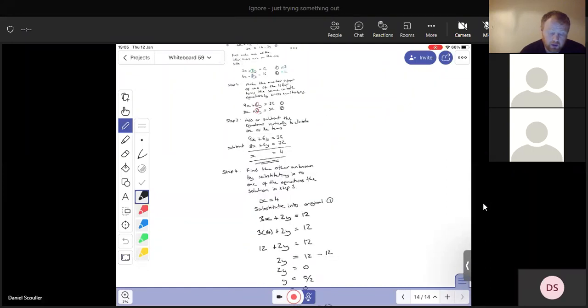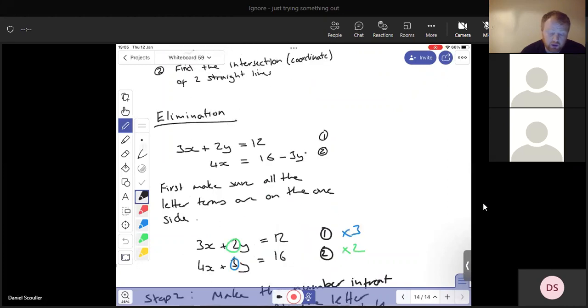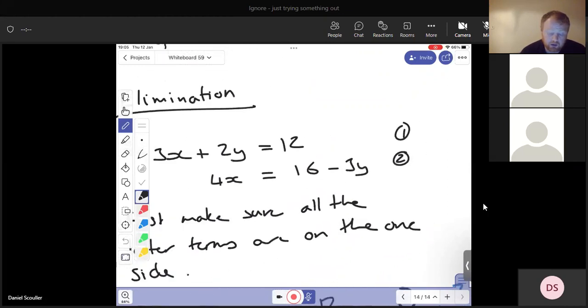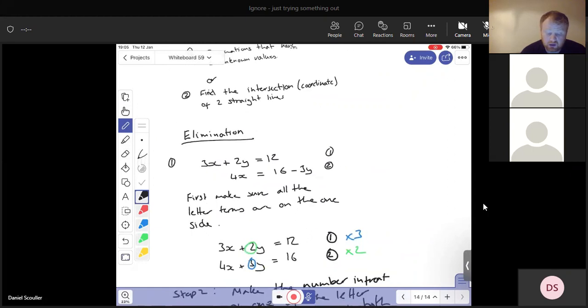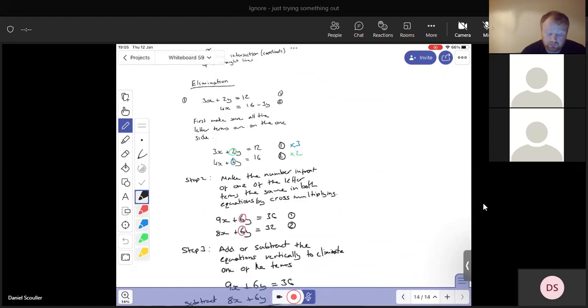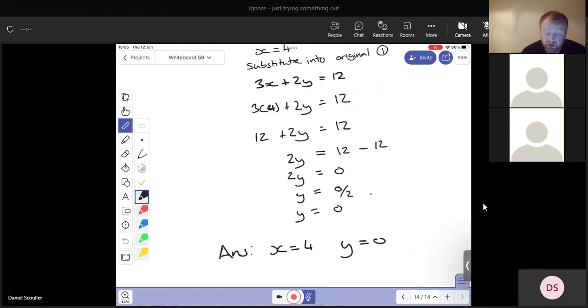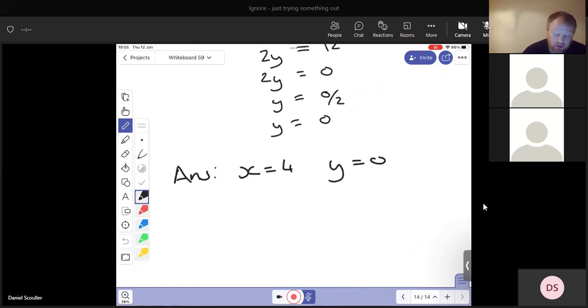Okay, now I said it doesn't matter which one you use. So I'll show you that. We could have used equation 2. So 4x equals 16 minus 3y. We could have used that equation as well. If you've got time in the exam, you could even check that.